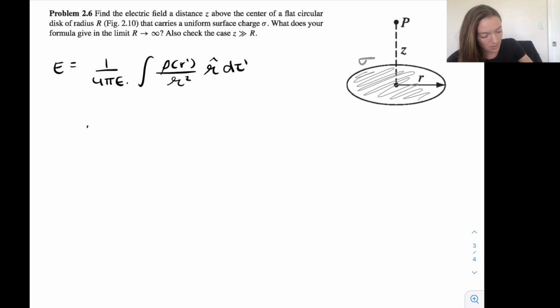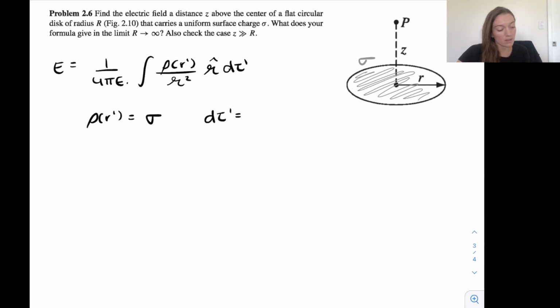So let's write down our rho first. So rho in this case is just sigma. It's just our surface charge. And now our d tau. What are we going to be integrating over? Well, this is going to be a 2D integral because we have a surface. And we're going to be using cylindrical coordinates again. When you integrate over a disk, that's going to be in the r direction and the phi direction. So we're going to be integrating dr and d phi, and that means that we have r dr d phi.